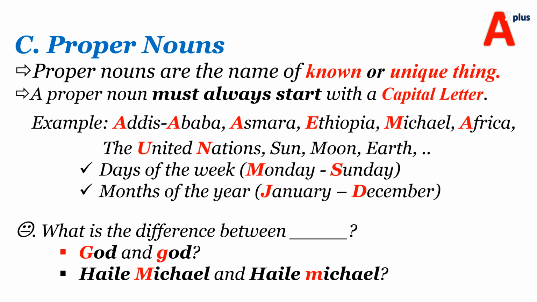For example, Addis Ababa, Ethiopia, Mikael, Africa, United Nations, and the names of cities, names of countries, names of known places, names of days of the week, Monday to Sunday, because there is only one Monday in a week, one Tuesday in a week, okay? Up to Sunday, months of the year, January to December, including Pagume. There is only one Pagume in a year. So these are all proper nouns and they must start with a capital letter.